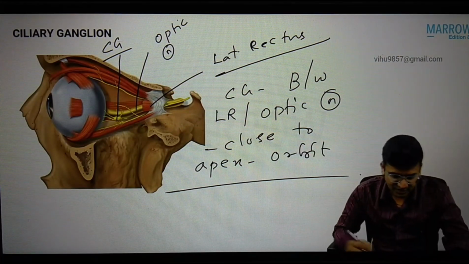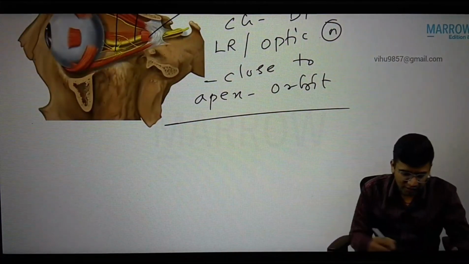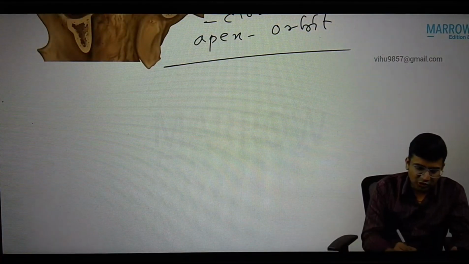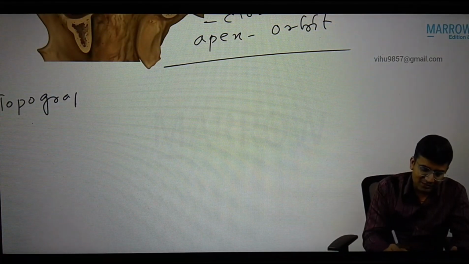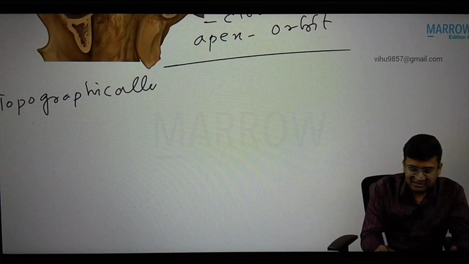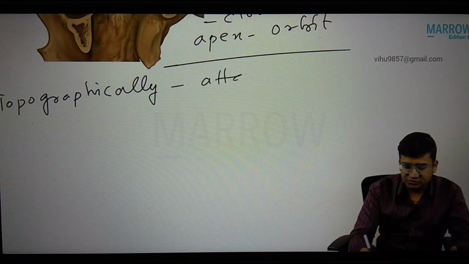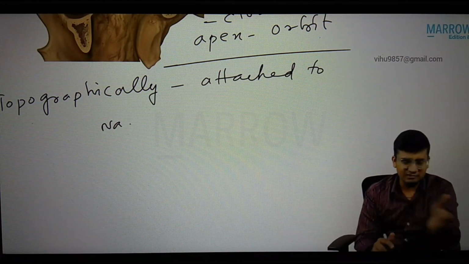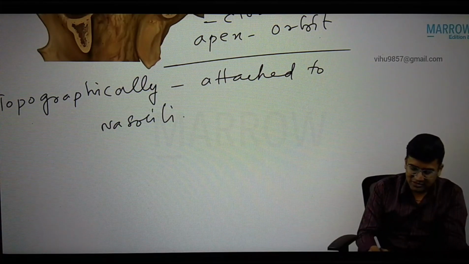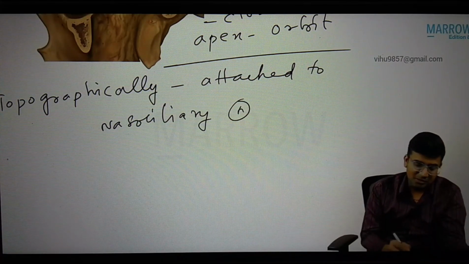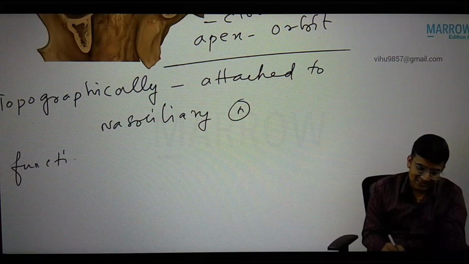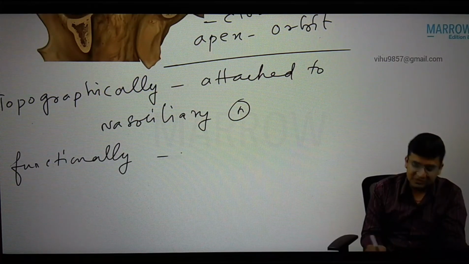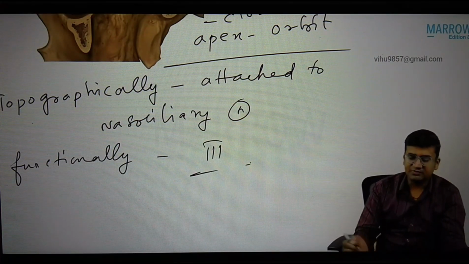Topographically or anatomically, the ciliary ganglion is attached to the nasociliary nerve. Just now I told you, nasociliary nerve attachment to ciliary ganglion. But functionally, the ciliary ganglion is attached to the oculomotor nerve, the third nerve.